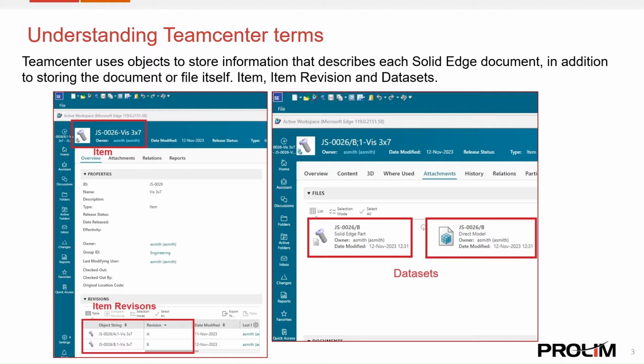Each object must have a unique identifier. For an item, it is called the item ID. For an item revision, it is called the item revision ID. Let's move on to how we can connect to Teamcenter.